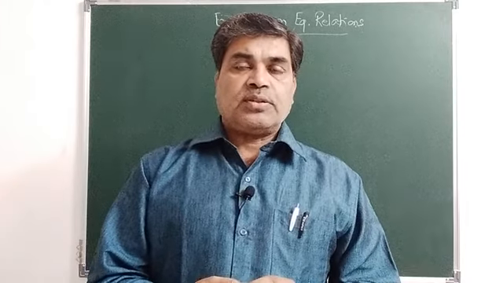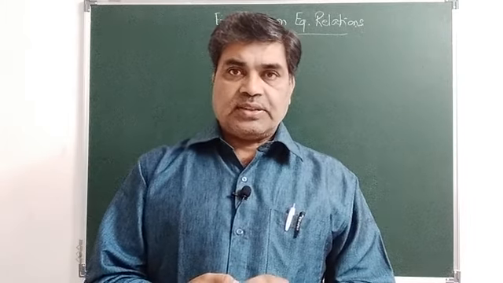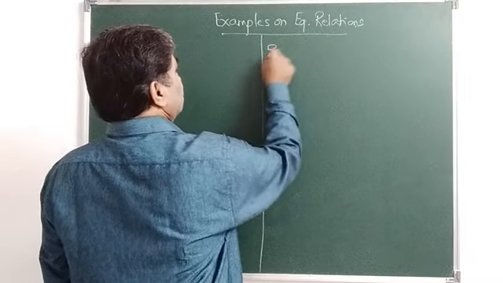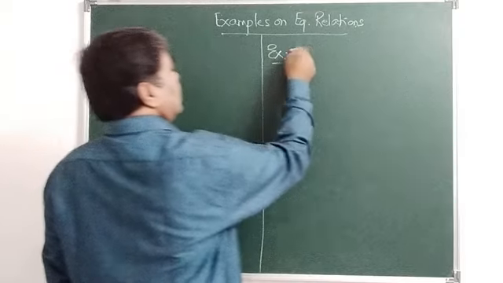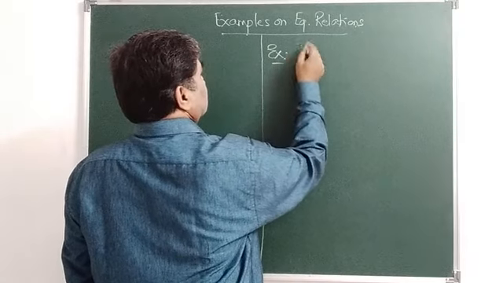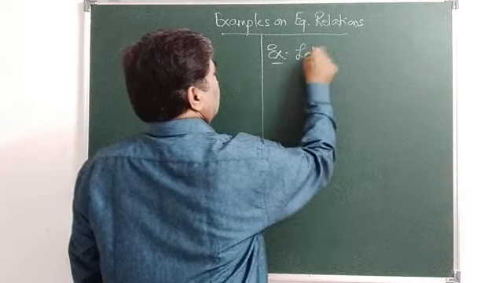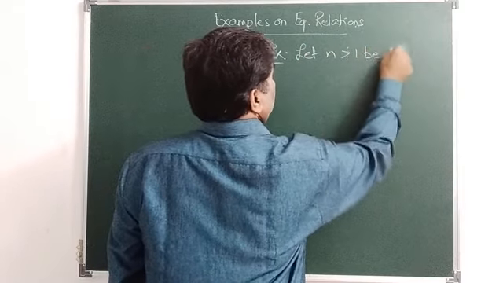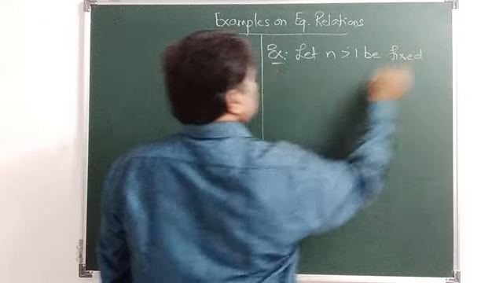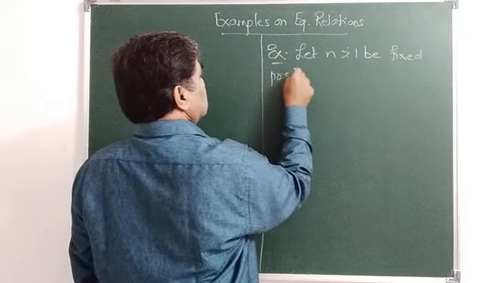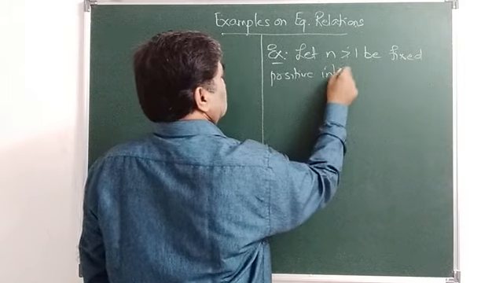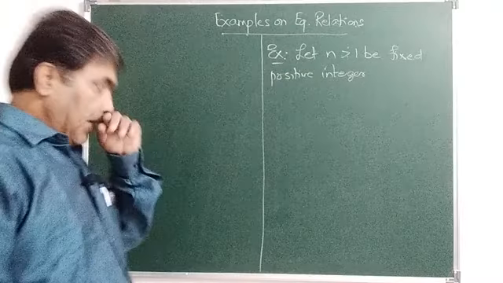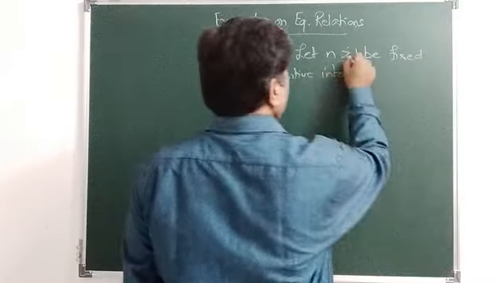more examples on equivalence relations. Okay, so the first example: let n be a fixed positive integer, n greater than 1. If I take n greater than or equal to 1, it doesn't matter.